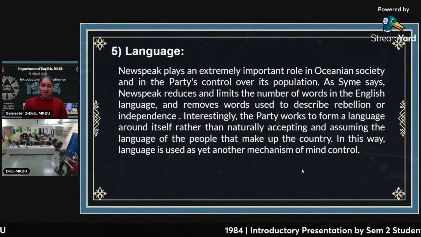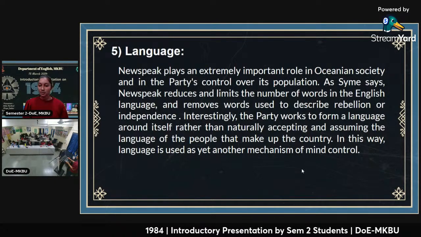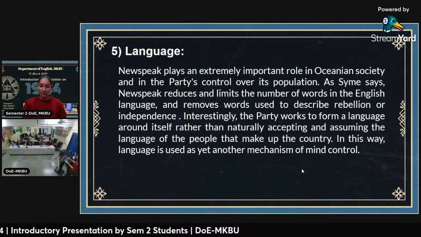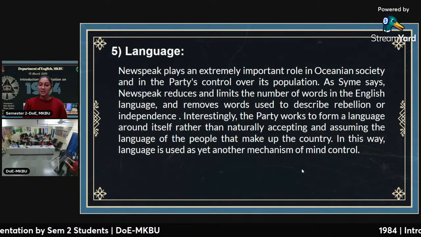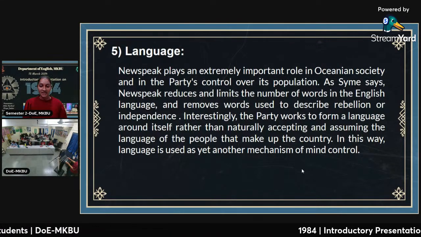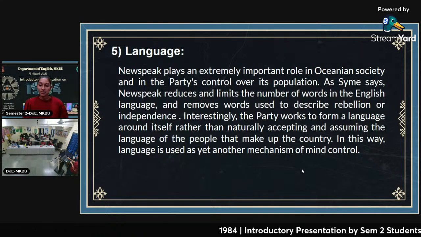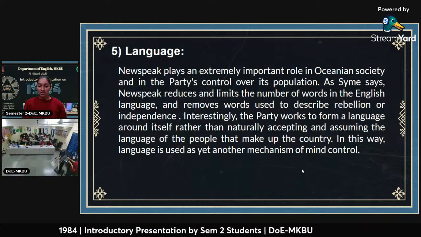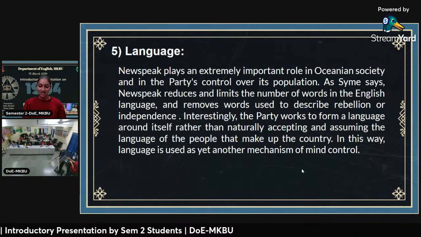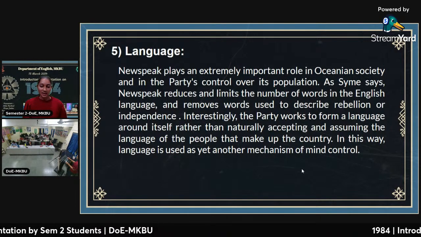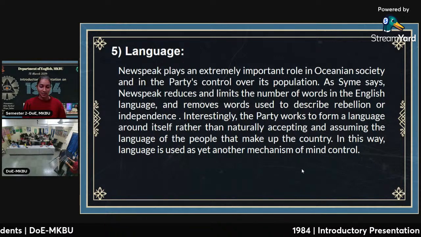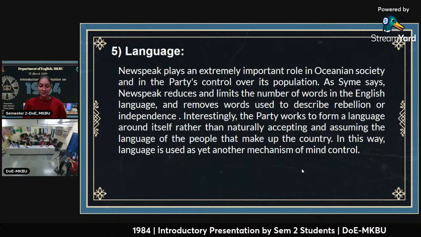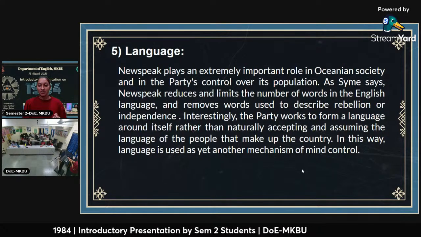Fifth one is language. Newspeak plays an extremely important role in Oceanian society and the Party's control over its population. As I said, Newspeak limits the number of words in the English language and removes words used to describe rebellion or independence. The Party works to shape the language around itself rather than naturally accepting the language of the people that make up the country. In this way, language is used as another mechanism of mind control.